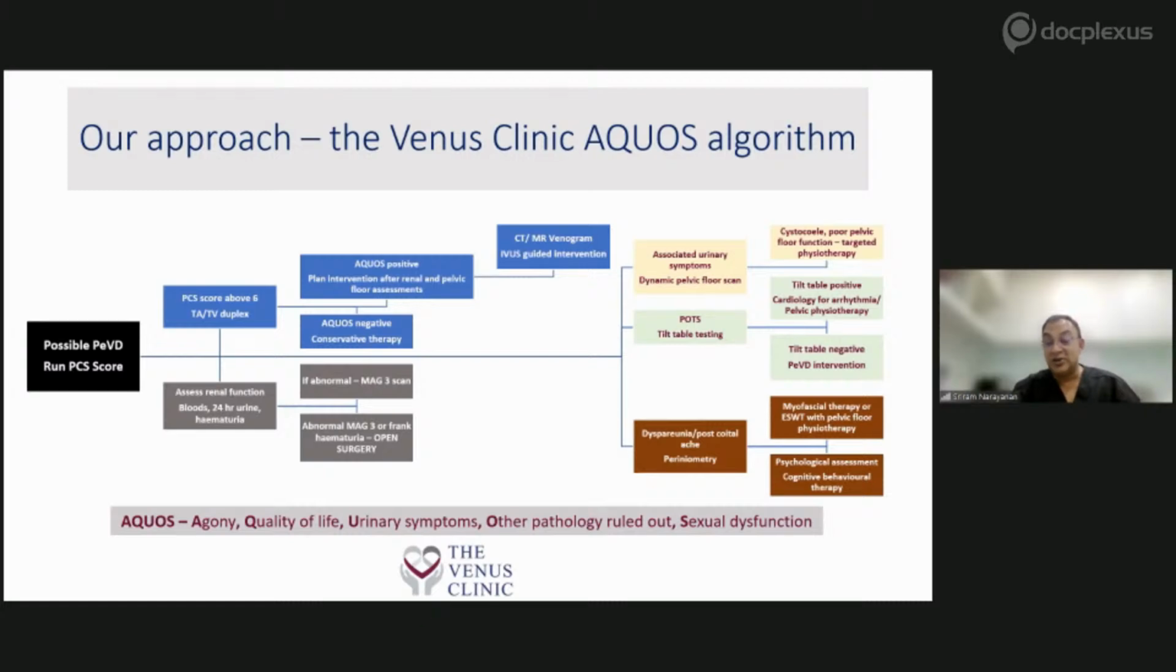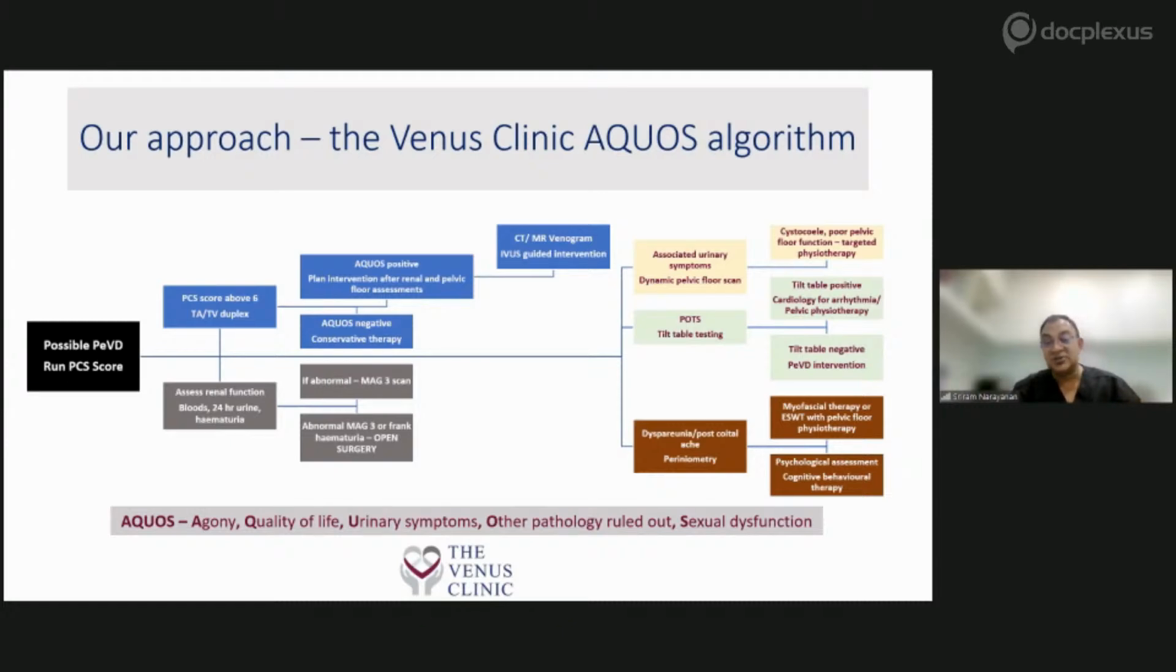U stands for urinary symptoms, which means the pelvic floor needs to be assessed as well. O stands for other pathology ruled out. Other gynecological conditions need to be ruled out. And S stands for sexual dysfunction, because immediately a psychologist may be required if that is a significant problem. So we use AQUAS as our algorithm for how far should we go with our treatment. Should we just diagnose them, treat them with supportive care, or are they likely to need an intervention? And it's a good way to follow a path.